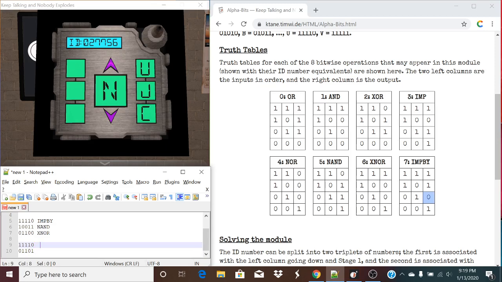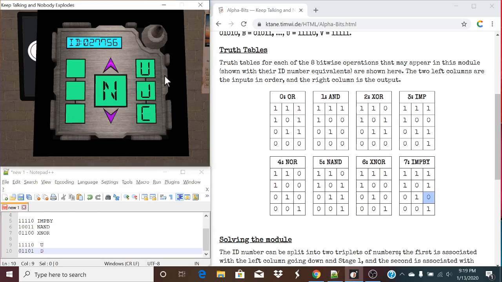So, 11110 is 30 in binary. 30 minus 9 is a 21. 21 is a uniform. 01101 is a 13. 13 minus 9 is a 4. 4 is delta.